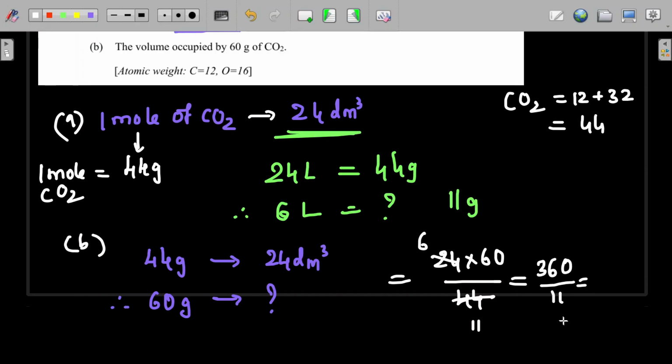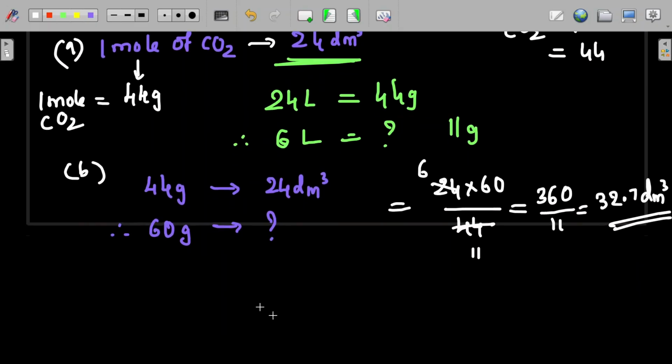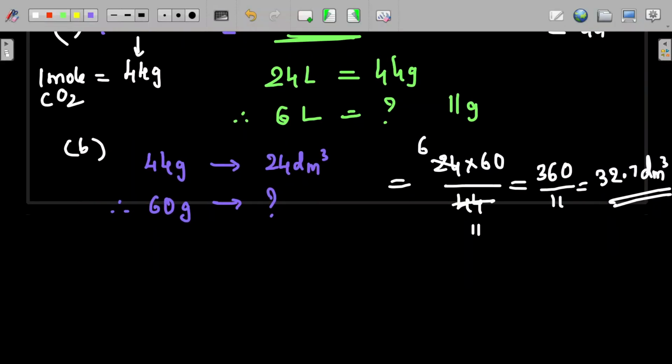How much? So 32.7 approximately. Yes, 32.7. Like I only dictated the first estimate. 32.7 dm cube. This is one way, or another way, mole to mole you can take.